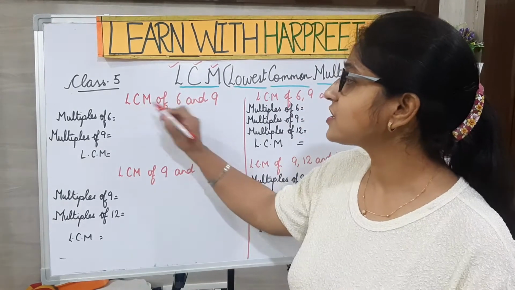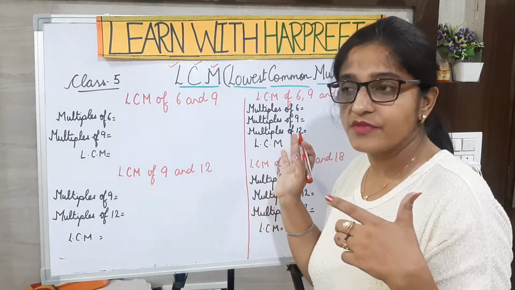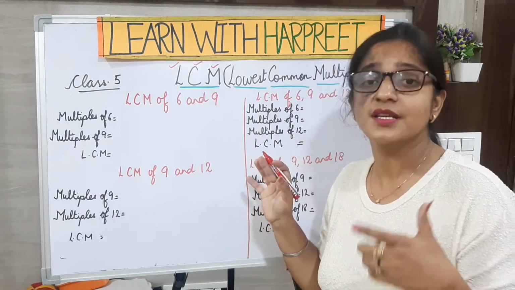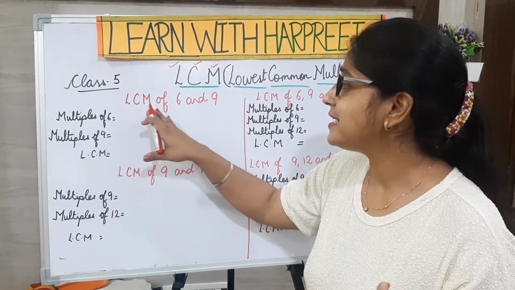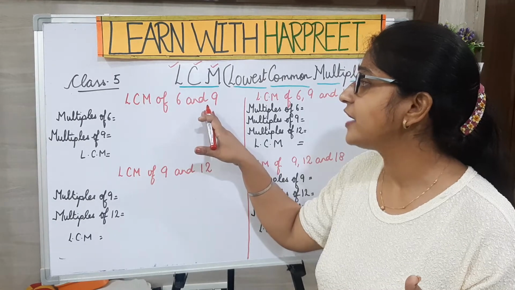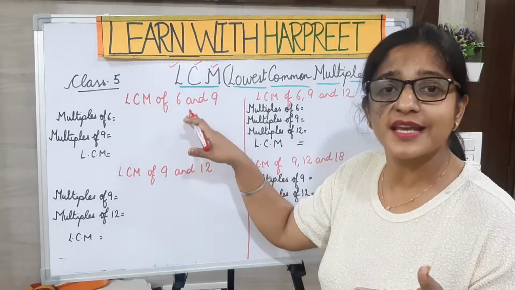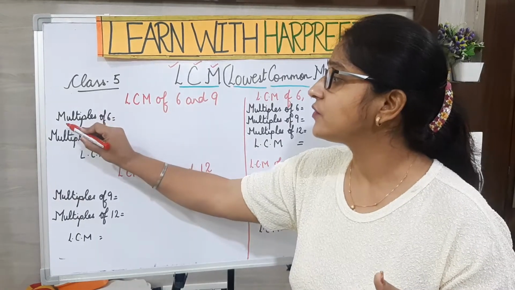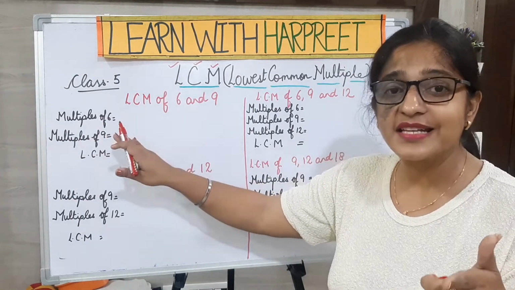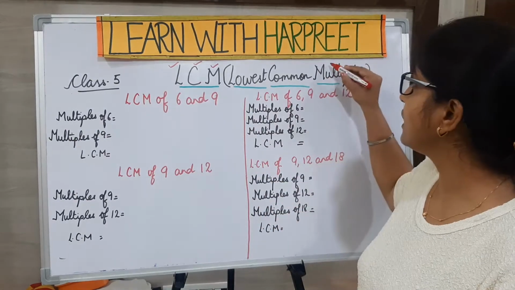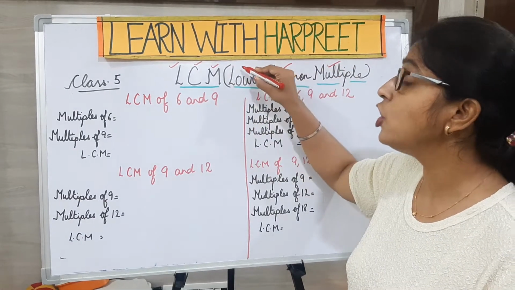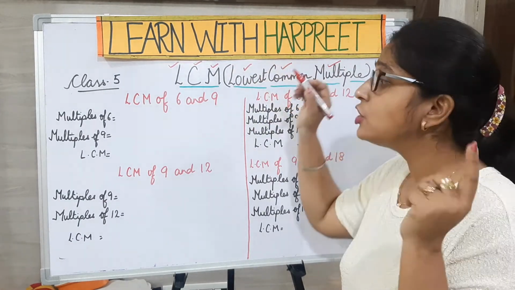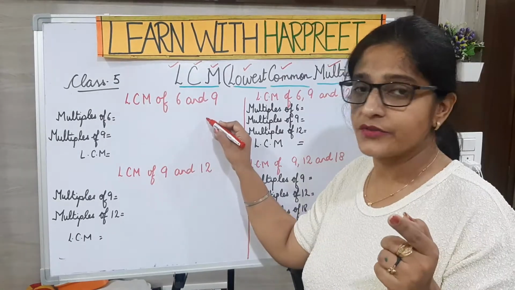Now I am explaining the LCM process with the help of some examples. Let us start with the LCM of 6 and 9. Suppose we have to find the LCM of 6 and 9. First, we will write the multiples of 6. As I told you, multiples we will do first, then we will find the common multiples, then we will find the lowest of the common multiples. So first I will write the multiples of 6.